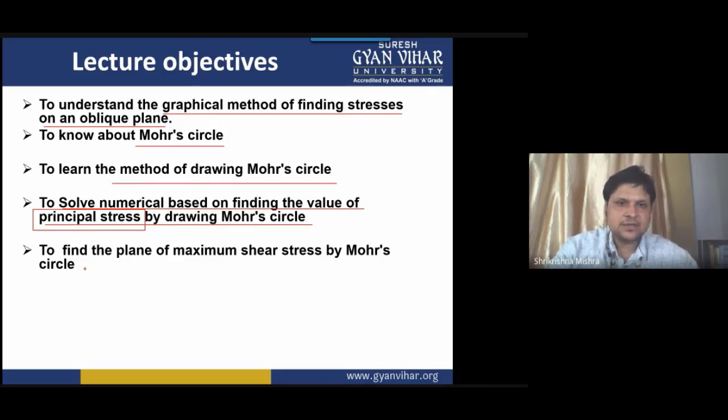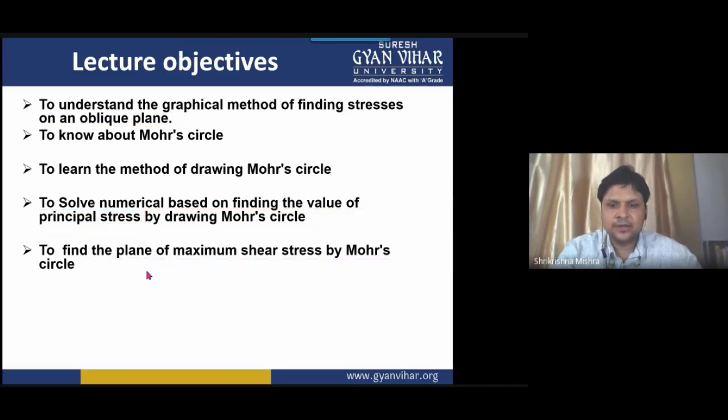Then the last lecture objective is to find the plane of maximum shear stress by Mohr circle. We will find that if there is a plane where the shear stress is 0, then there will also be a plane where the shear stress value is maximum. What is the location of that plane? We will also try to find that out with the help of Mohr circle. Now let's move into the discussion.